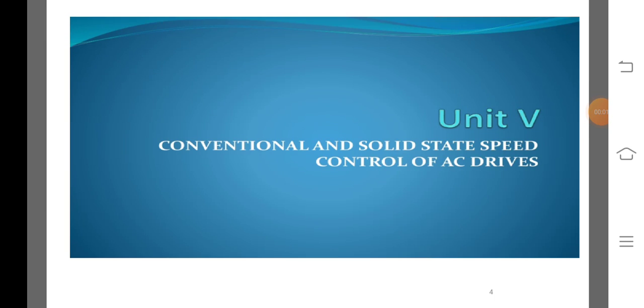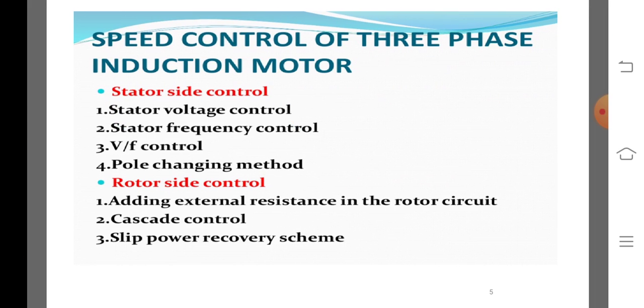Everybody, now we are going to see conventional and solid state speed control of AC drives. A three-phase induction motor is practically a constant speed motor, just like a DC shunt motor. The speed of a DC shunt motor can be adjusted over a wide range with good efficiency and speed regulation by shunt field regulators. But in an induction motor, speed cannot be changed without losing efficiency and good speed regulation.